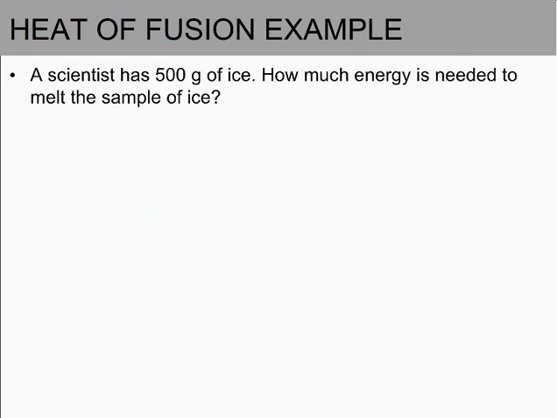All right, so let's use that heat of fusion that we just went over in an example problem. A scientist has 500 grams of ice. How much energy is needed to melt that sample of ice? Remember, when we melt something, that's also referred to as fusion. And we just said that the heat of fusion for water is equal to 334 joules per gram. So we're going to use that as our conversion factor.